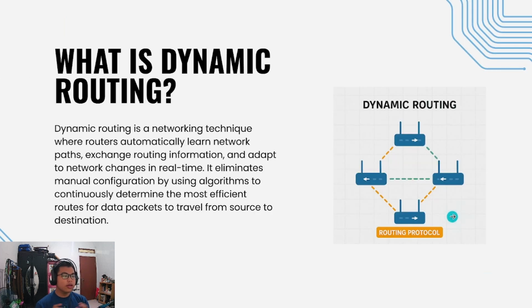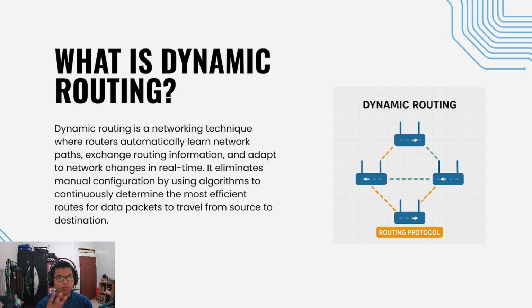So, dynamic routing is a networking technique where routers automatically learn network paths, exchange routing information, and adapt to network changes in real time. It eliminates manual configuration by using algorithms to continuously determine the most efficient routes for data packets to travel from source to destination.